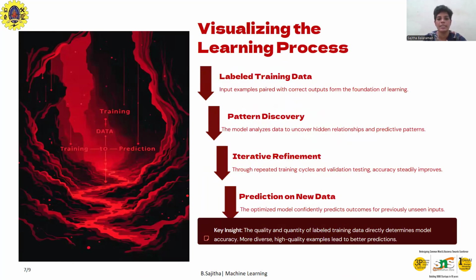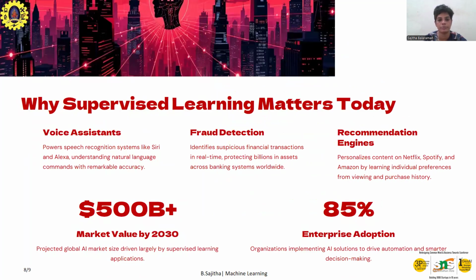And now, visualizing the learning process. The learning process falls under four categories: labeled training data, pattern discovery, iterative reinforcement, and prediction on new data. The key insight here is that the quantity and the quality of the labeled training data directly determines the accuracy.